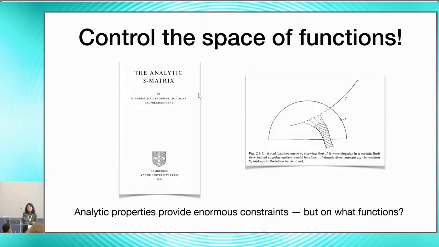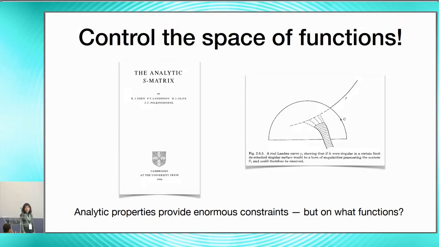So the key message that I want to convey this morning is that this all comes down to controlling the space of functions. And when I started in this field, I would give talks, and usually some older members of the audience would say, are you working on or coming back to the analytic S matrix, the old program from the 60s, in which it was hoped that everything would be understood just from analytic properties of the scattering matrix, including unitarity. And that's not wrong.